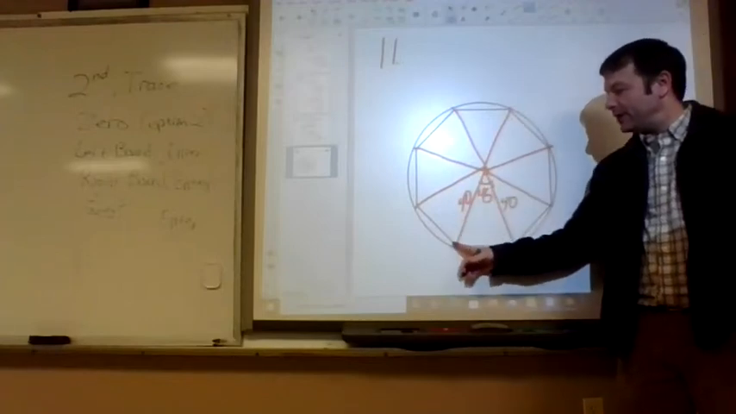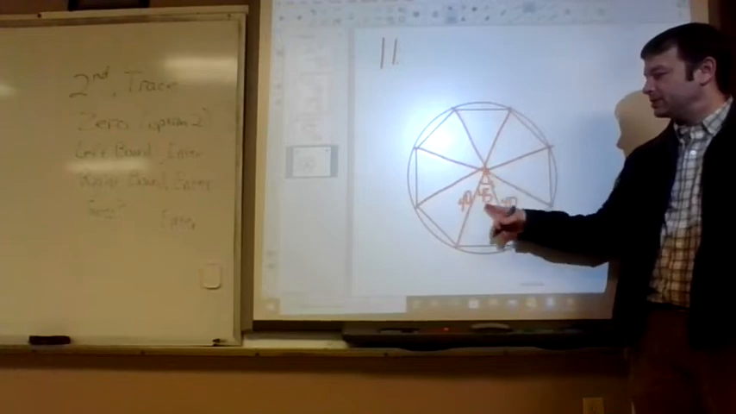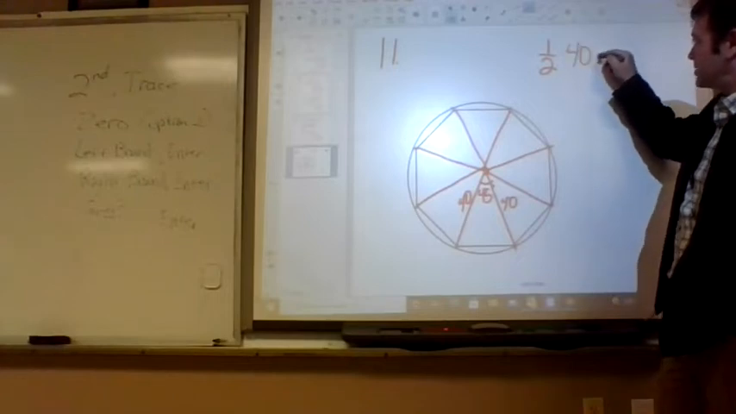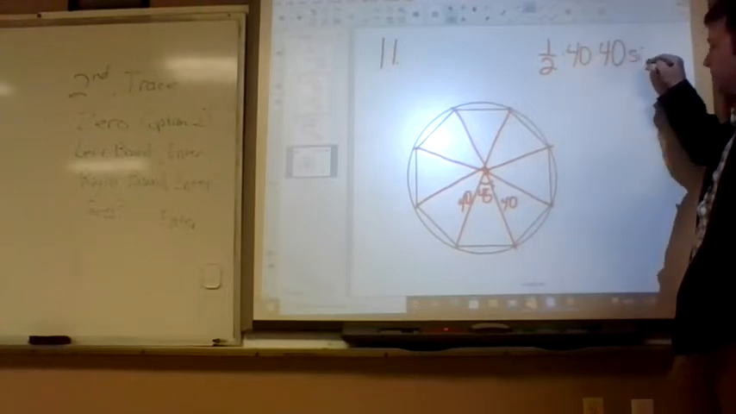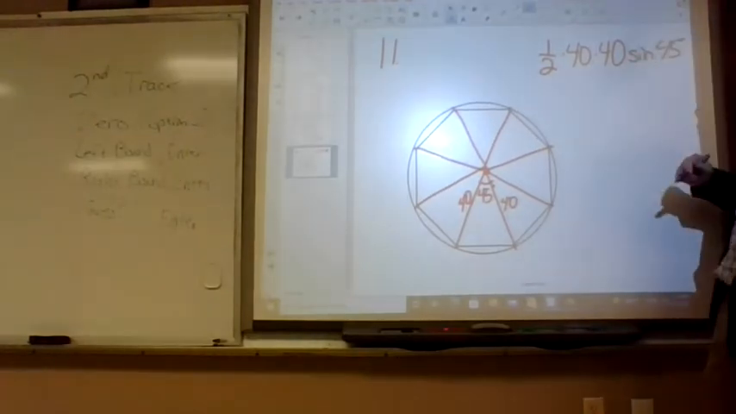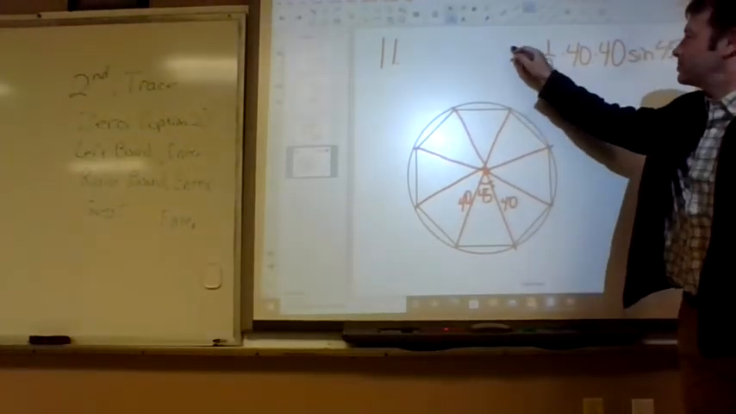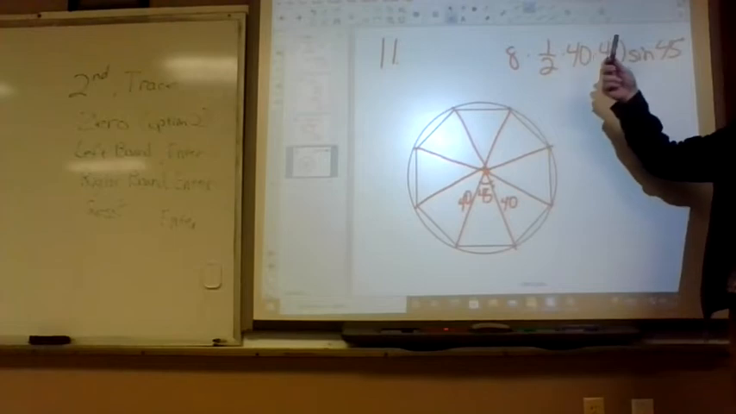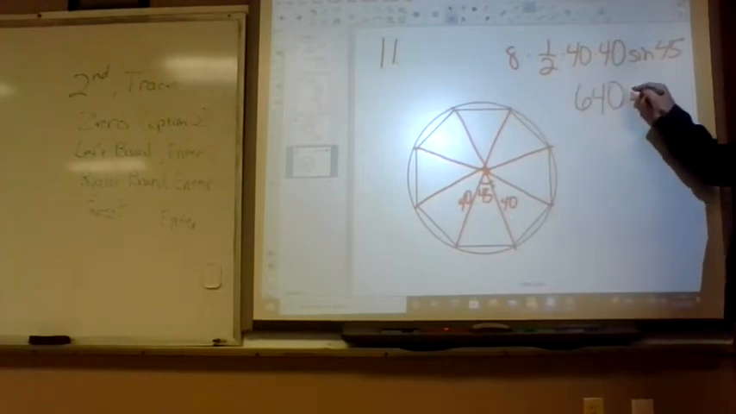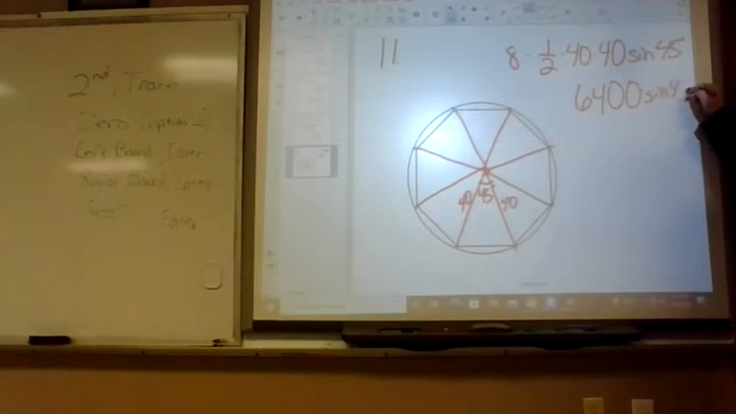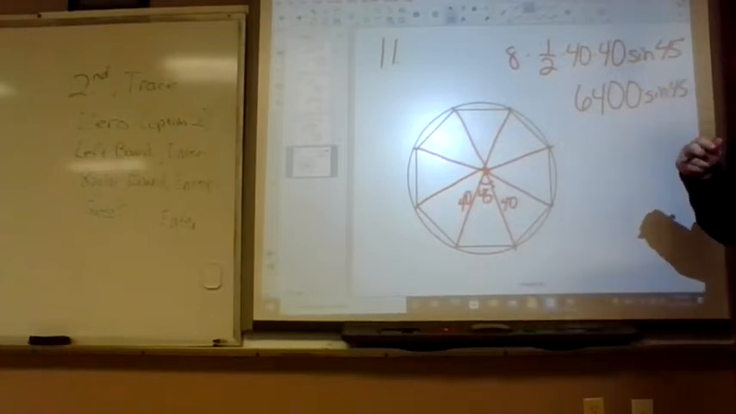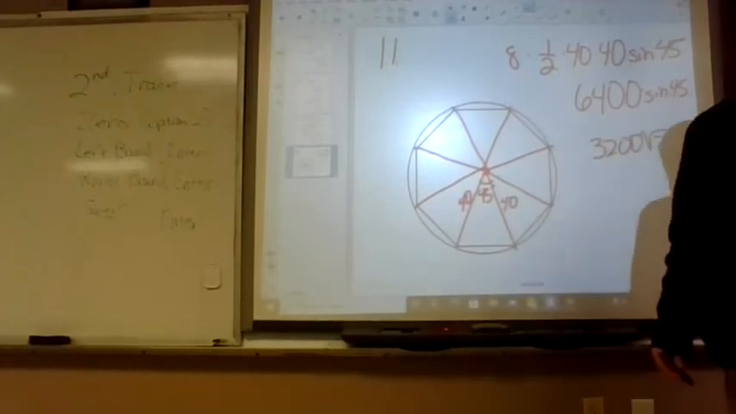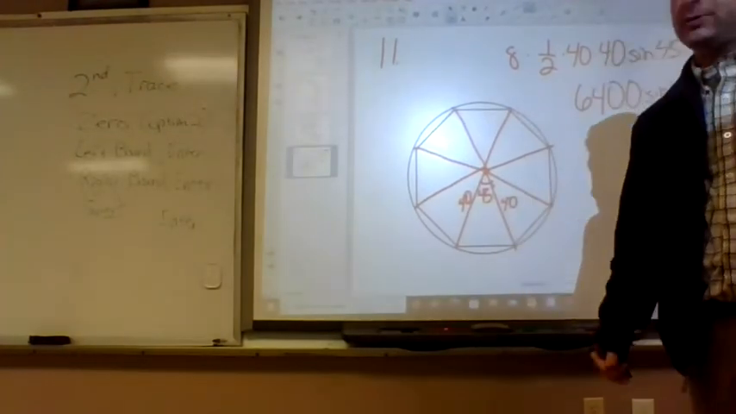Okay, so if we find the area of this triangle, what do we do with that? Multiply by 8. So 1/2 times A times B times sine of C, times 8. I ran out of room, so I'll put it up here. So that would be 1600 times 4, 6400 times sine of 45. Sine of 45 is square root 2 over 2. 3200 square root of 2. Look at that. I got 800. Bam.